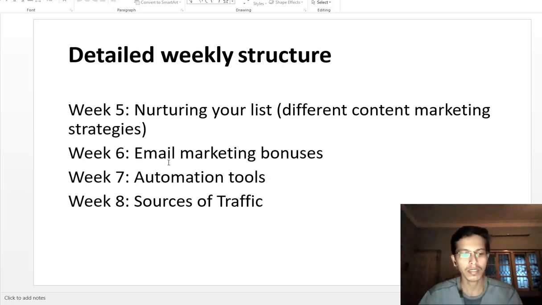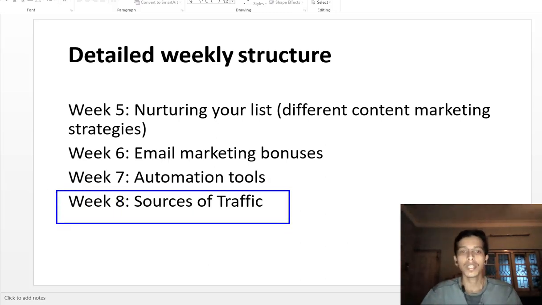Week 8 is the most important section of this program. Week 8 is based on generating traffic for your affiliate program. You have created your landing page, you have created your email marketing sequence, and you have selected your product at the initial stage, but you are not generating any traffic. Will that help? No. So these are the two sides of a coin. You have to indulge in both of them together.